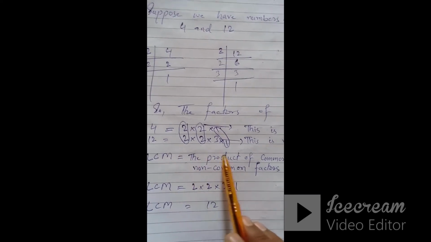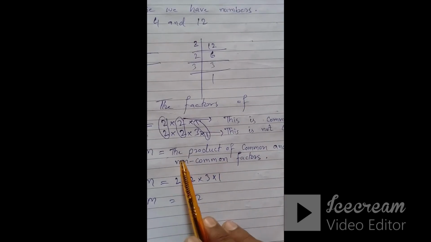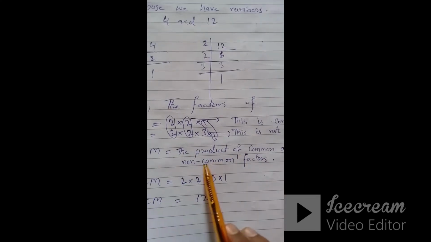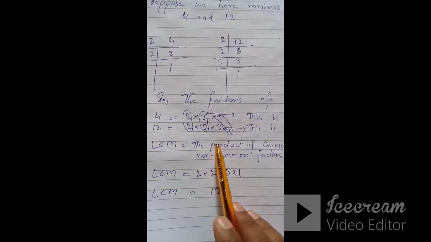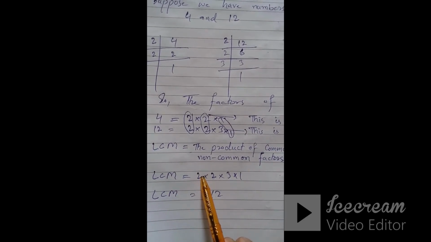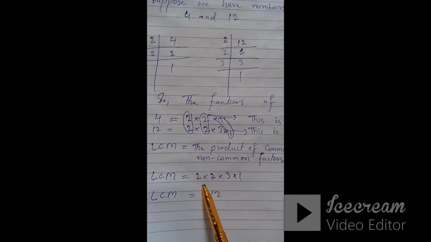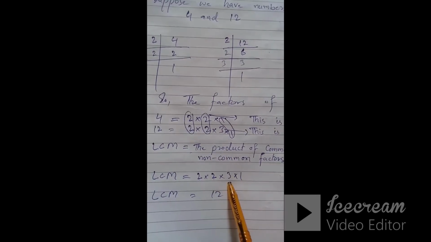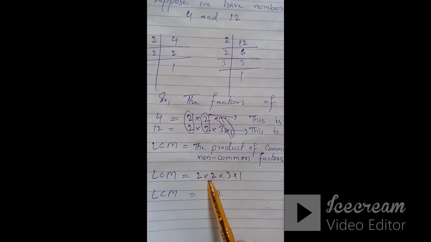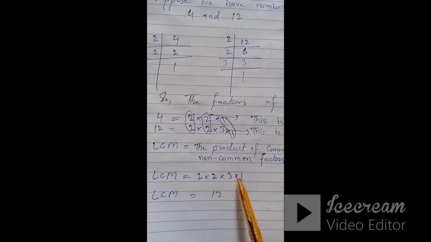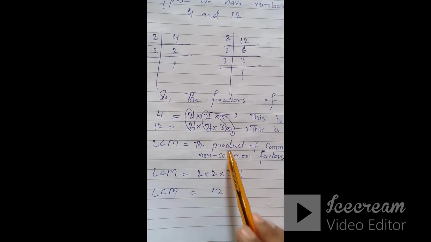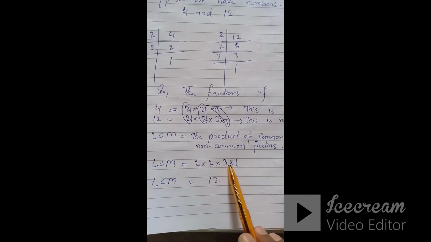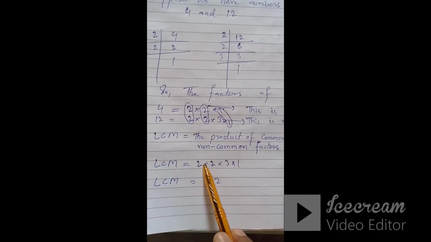So the LCM is equal to the product of common and non-common factors. Friends, product means multiplication. We are going to take one from the common factors, and the non-common factors we are going to take as well. So we take one of each common factor and the 3, which is a non-common factor. Then we multiply all these numbers, and that will be the LCM of the given numbers.